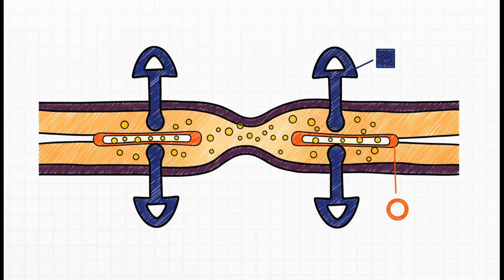First up, you've got desmosomes. Seriously, just think of them as molecular rivets. Their job is to provide the raw mechanical strength, anchoring cells together so they don't rip apart under the incredible pressure of a heartbeat.